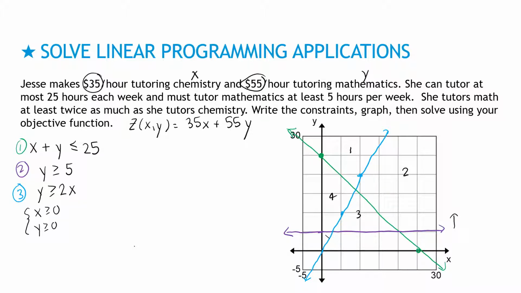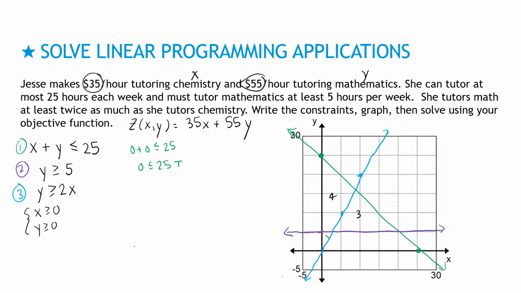I'm going to start with my green equation and say, is it to the right or above? Hey, guess what? I'm going to use 0, 0. 0 plus 0 is less than or equal to 25. 0 is less than or equal to 25 is true. So 0, 0 would be shaded, which means 1 and 2 are on the wrong side of that line. It's got to be 3 or 4. Now let's take a look at blue.